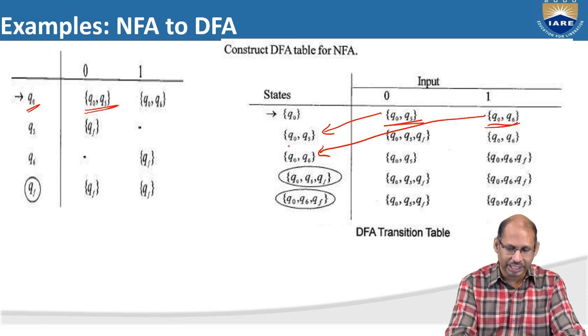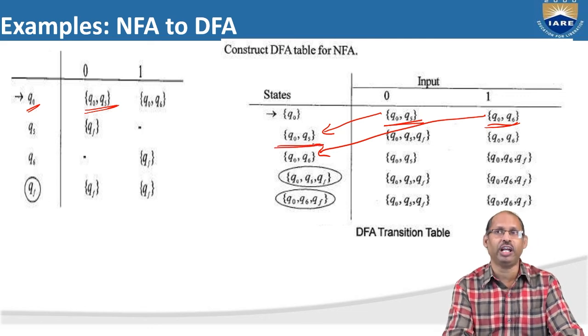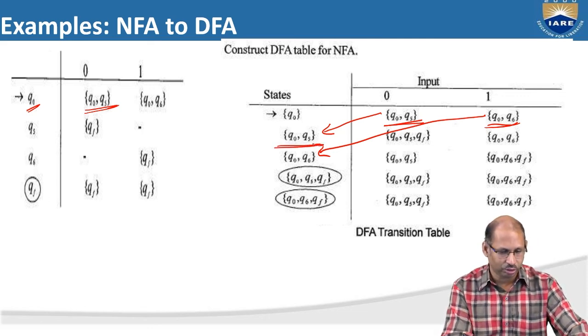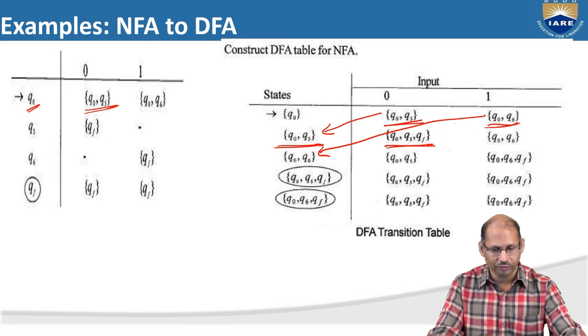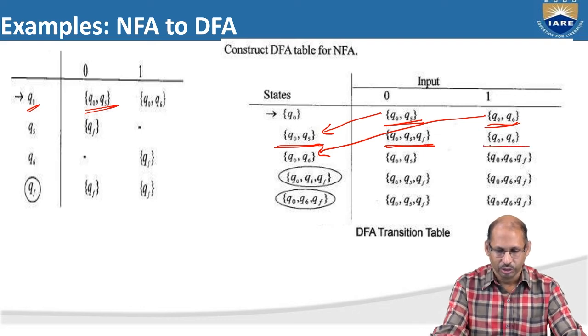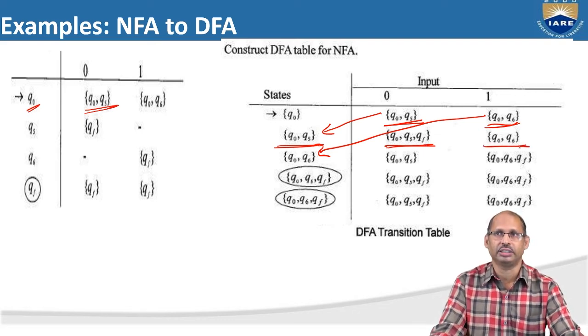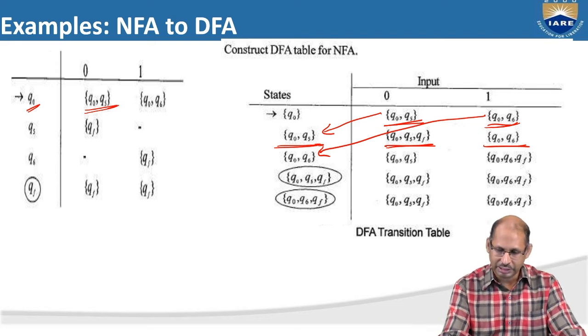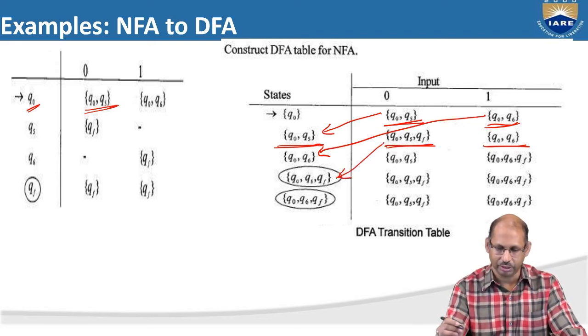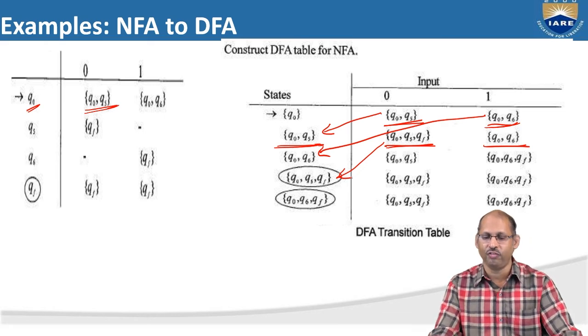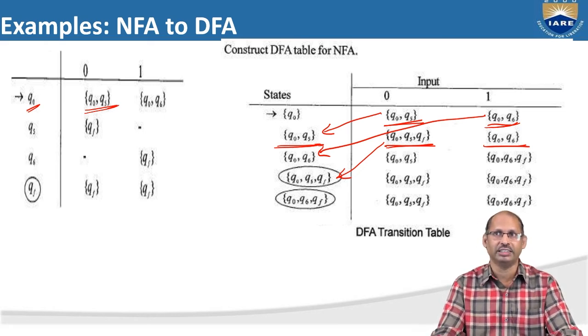Now we are finding the transitions of Q naught Q5 on 0. Now Q naught Q5 on 0 is Q naught Q5 QF. On 1 is giving Q naught Q6. Now this is a new state. So consider this new state here. So Q naught Q5 QF we are considering a new state to find its transitions.